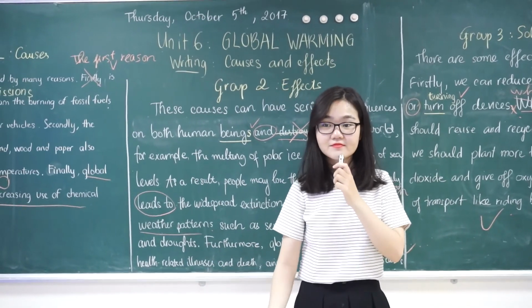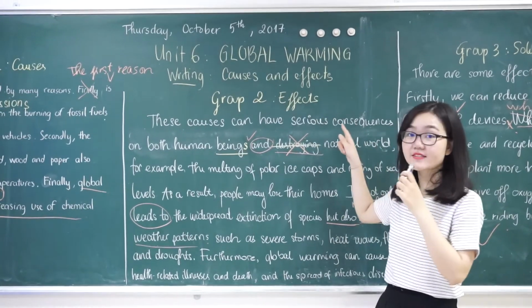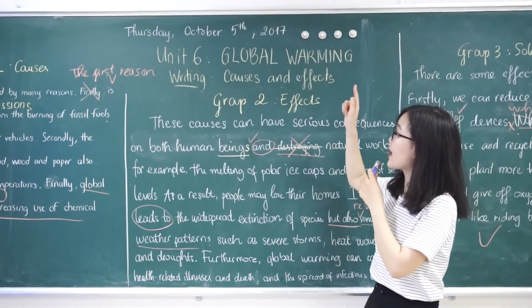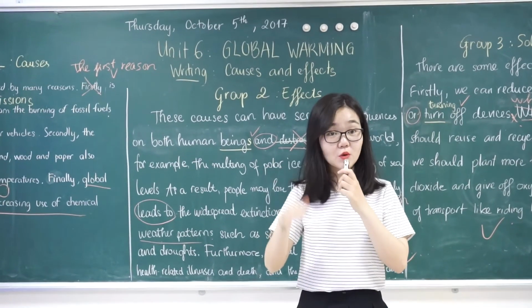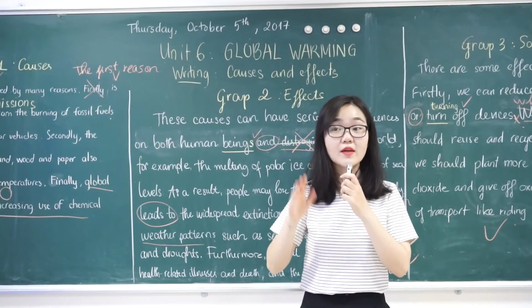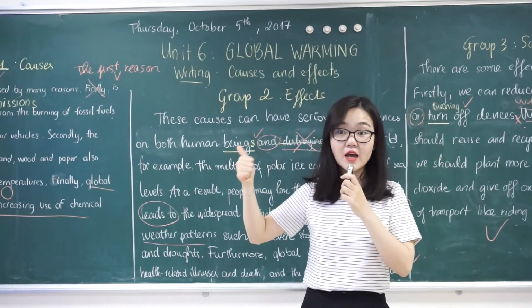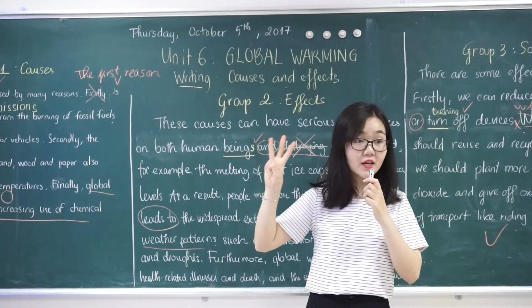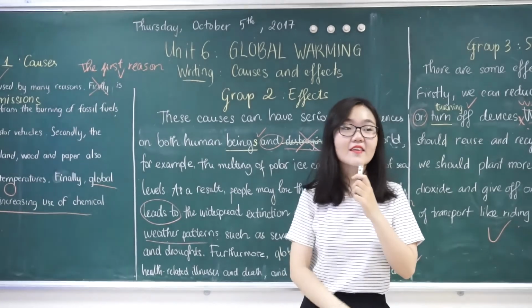So can you tell me what do we learn today? Cause and effect essay. That's good. We learned about how to write a cause and effect essay, and our topic is about global warming. So please, at home, you will write a short essay around 150 words, including 5 paragraphs: introduction, 3 paragraphs in the body, and 1 conclusion. Is that okay? Yes. Okay, thank you.